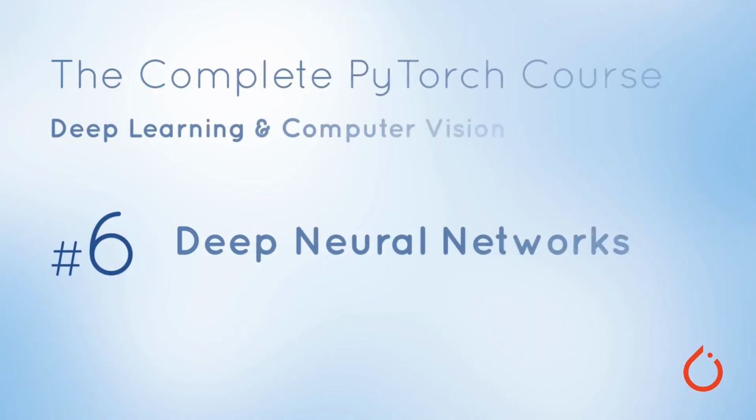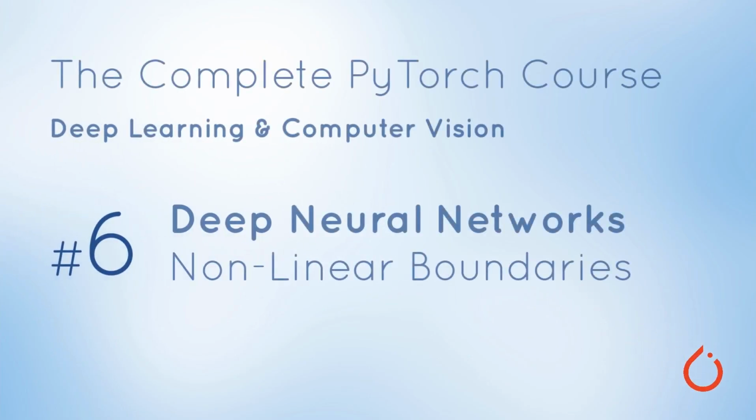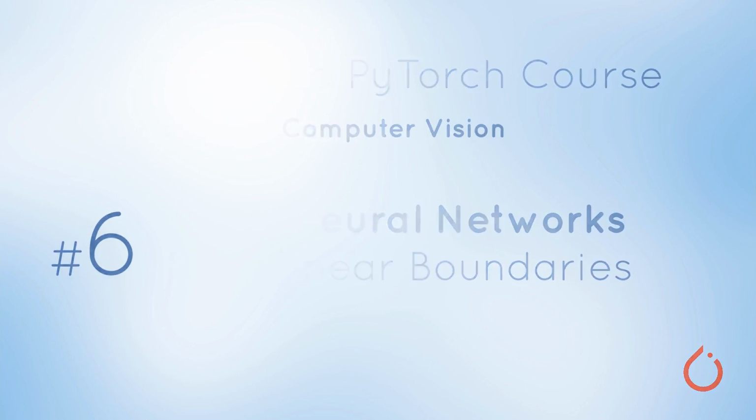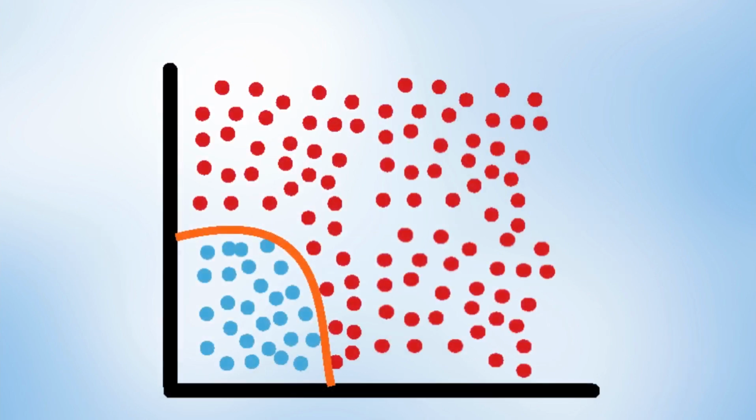In this lesson, we will discuss the general theory behind deep neural networks, and without further ado, let's get to it. Previously, we discussed that when linear models are unable to represent a set of data, a nonlinear model is used instead. How are we able to obtain this curve?